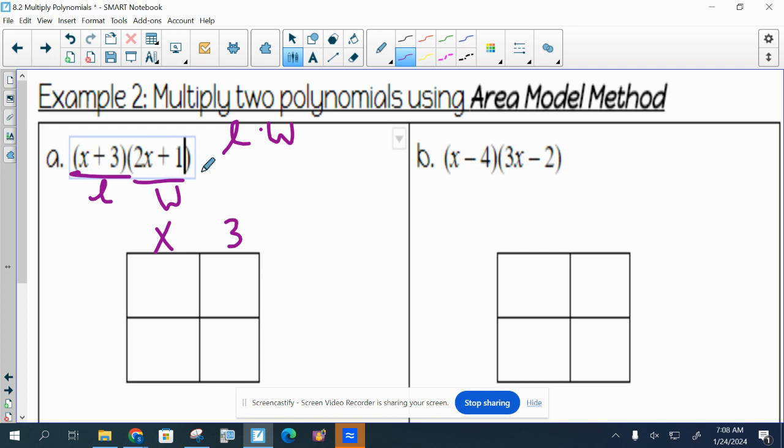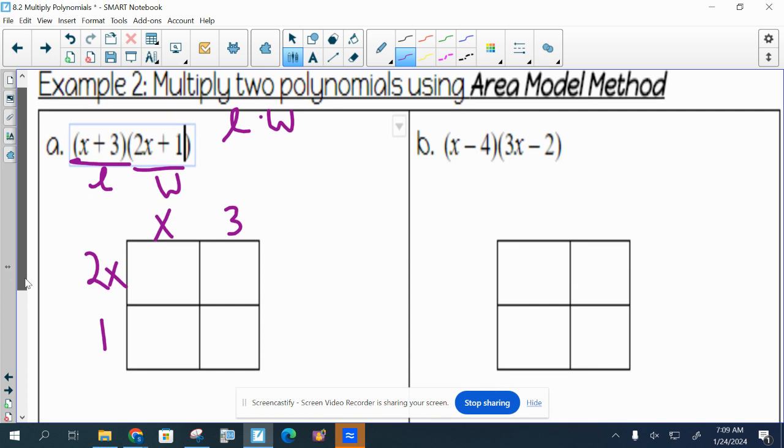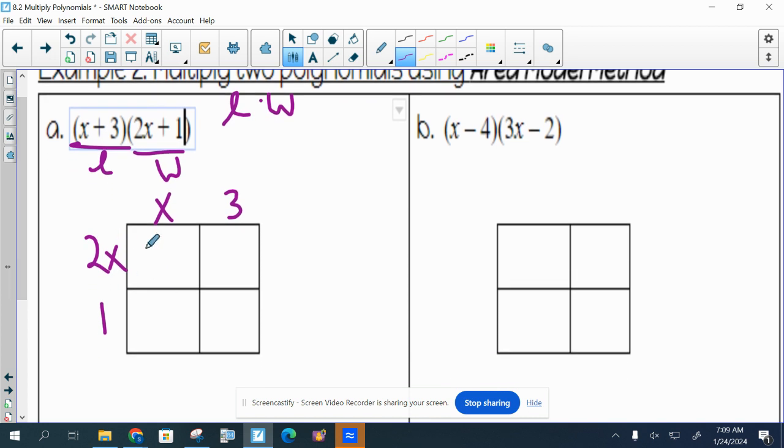Since the width has two terms, I need 2 rows. If it had 3 terms, I would use 3 rows, one for each separate term, because we need to make sure we multiply everything in here by everything in here. So I'm going to put the 2x here in the first row, and then the 1 in the second row. If there were negative signs there, I would put the negative with it also. Okay, then I'm going to multiply the length and width of each of the individual boxes. So this box would be 2x times x, which is 2x squared.